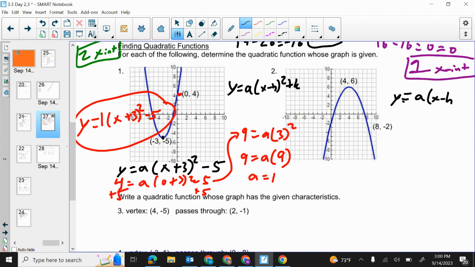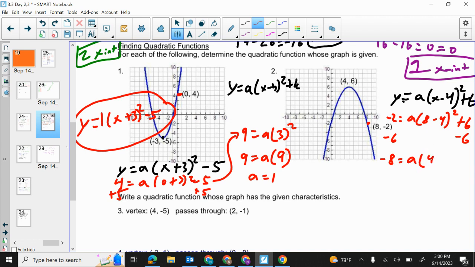Sorry, I know what my h is. My h is 4, so (x minus 4) squared plus 6. Now we just need to find another point. They're telling you there's this point (8, negative 2), so I can sub that in right away. Negative 2 equals A(x minus 4) squared plus 6. Subtract the 6 over: negative 8 equals A.